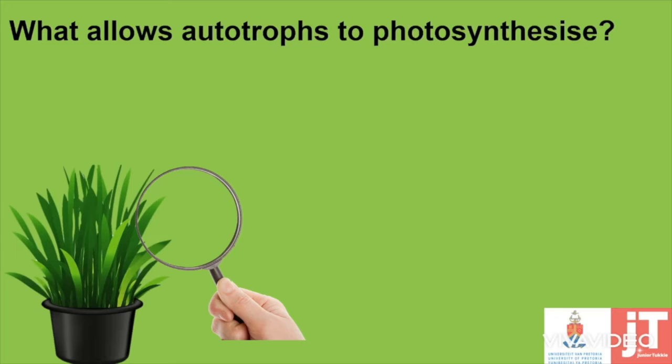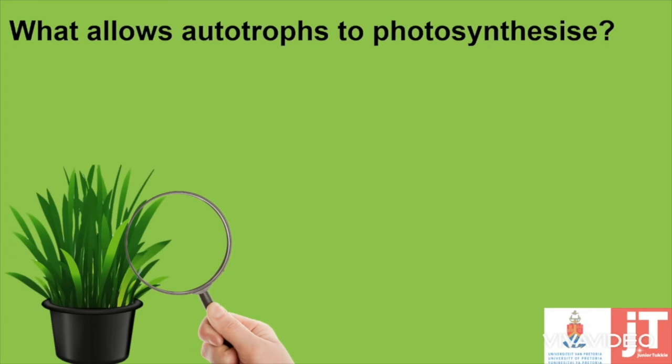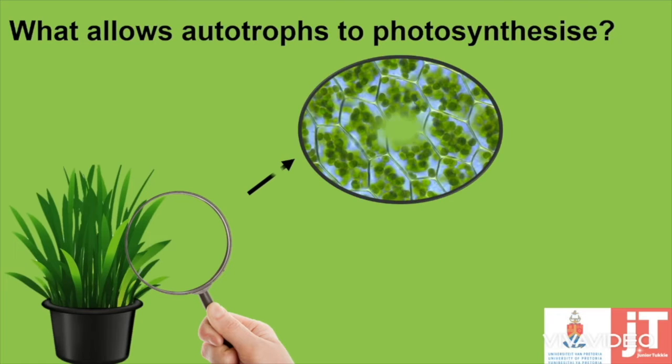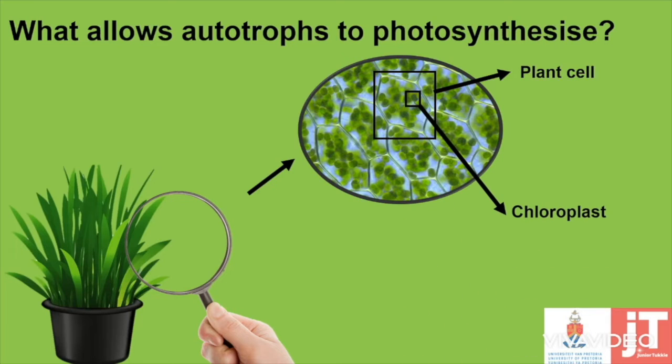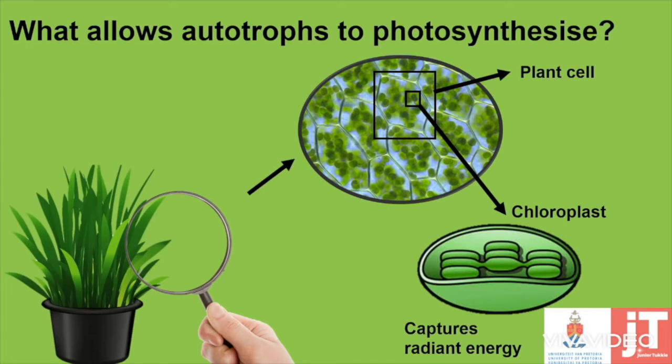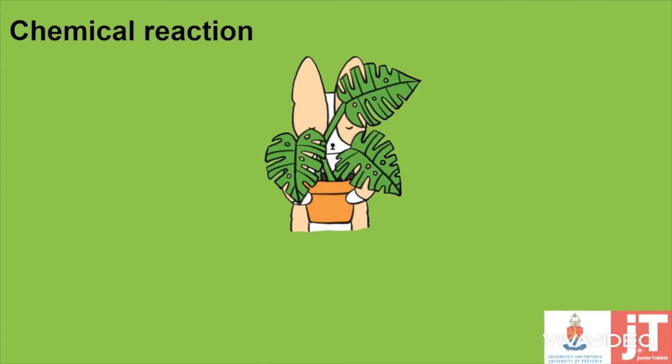So let's have a look at what allows an autotroph to photosynthesize. In each single little leaf that we find, each leaf will be made up of millions and millions of cells. If we have a look at a cell, inside a cell we will find a small microscopic structure called the chloroplast. And the chloroplast contains a green pigment called chlorophyll. This green pigment captures radiant energy of the sun to ensure that energy is available for the process of photosynthesis to take place.